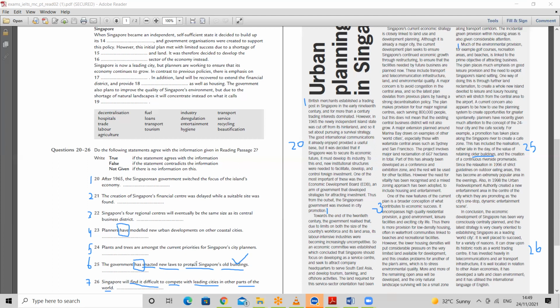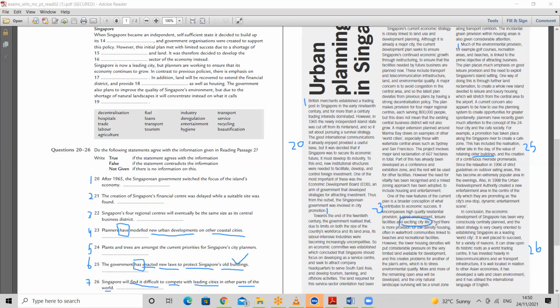Okay, so the important keywords here are the new urban developments on the other coastal cities. Now, I'm going to look at the next paragraph. It says that one of the new features of the current plan is a broader conception of what contributes to economic success. It encompasses high quality residential provision. Well, that's the urban developments. A good environment, it also refers to the urban developments, leisure facilities, and exciting city life. So city life is the urban developments.